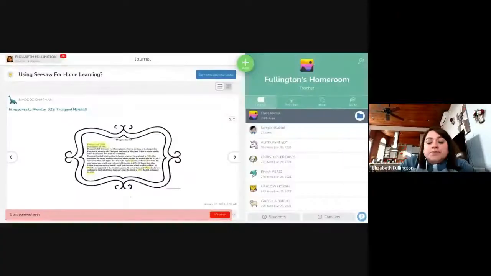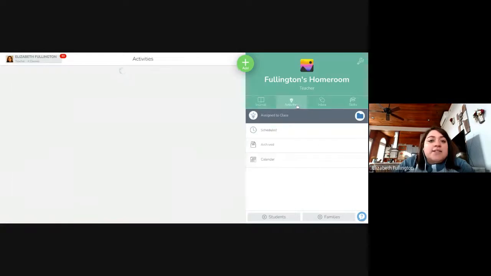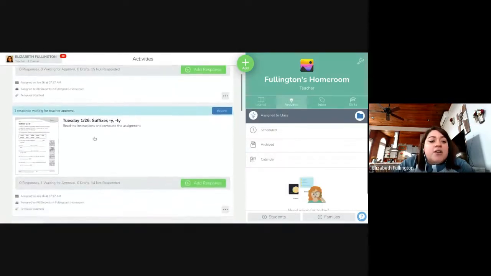All right, so let's see. Let's go ahead and present our Seesaw page. Go ahead and give me a thumbs up if you can see our Seesaw page. All right, so in Seesaw, we're going to activities, and today our activity is Tuesday, 126 suffixes Y and LY.